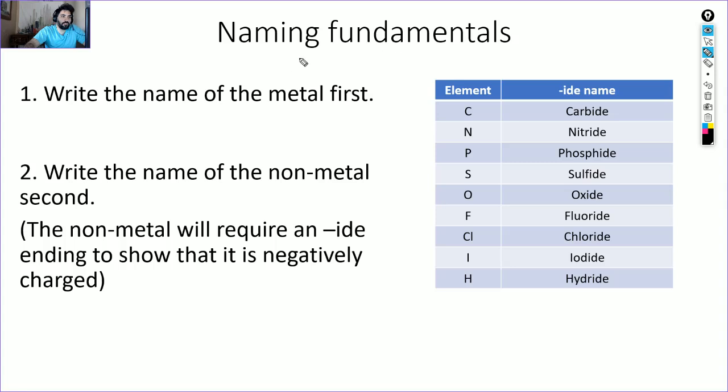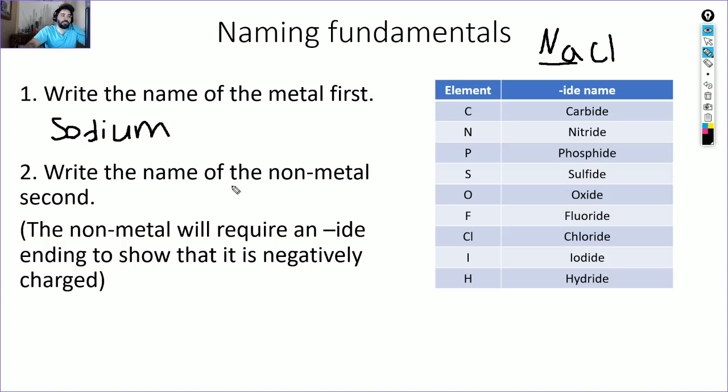Now, naming fundamentals. You write the name of the metal first. So if I had something like NaCl, Na is the metal. The metal is always going to be the first one anyways. So you write the name of that first element. It should be sodium. And then you move on to step 2.